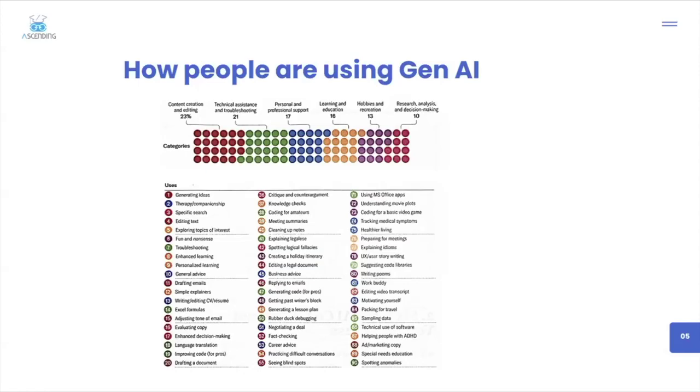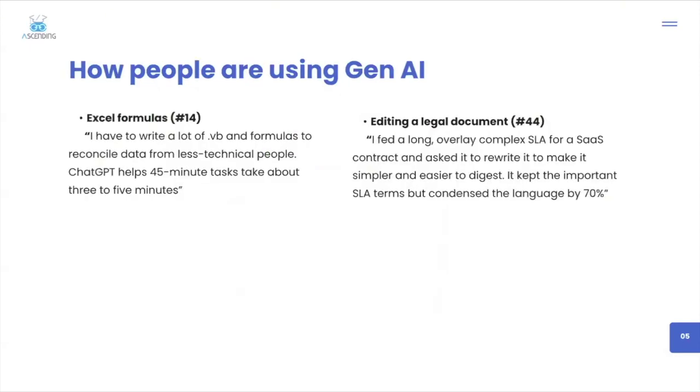I want to pick two of those use cases and talk about them, because I've seen our attendees' backgrounds, and it looks like these are the most relevant to you folks. Those two correspond to survey participants who said, I really use Gen AI a lot for creating Excel formulas.